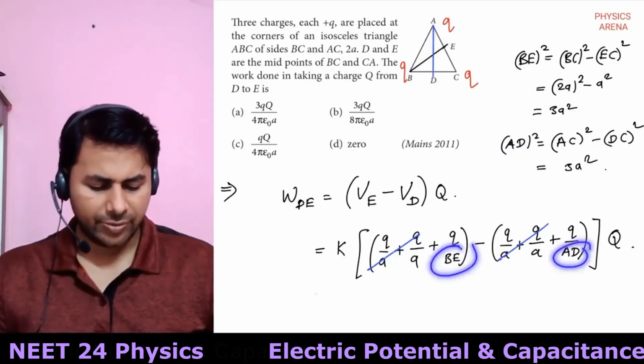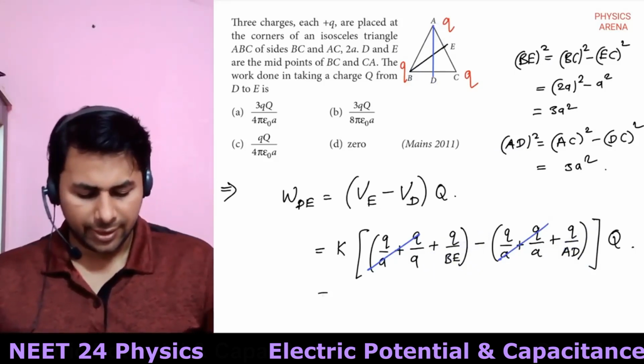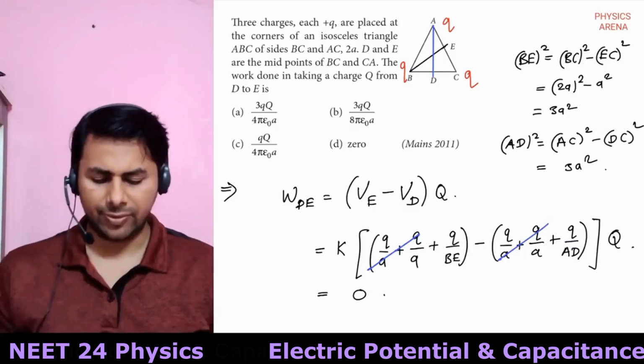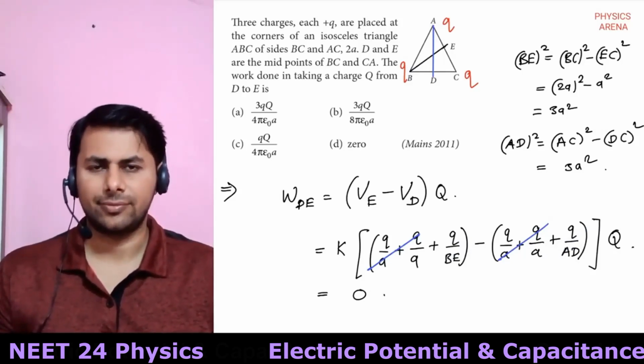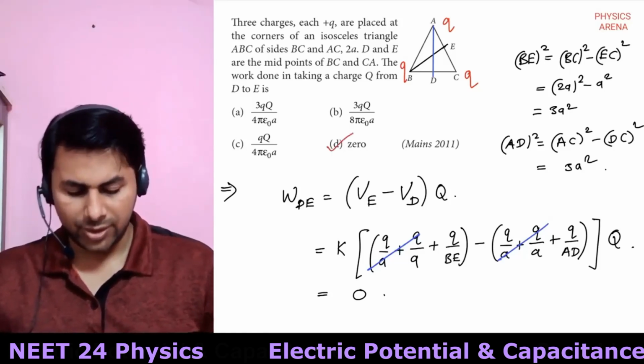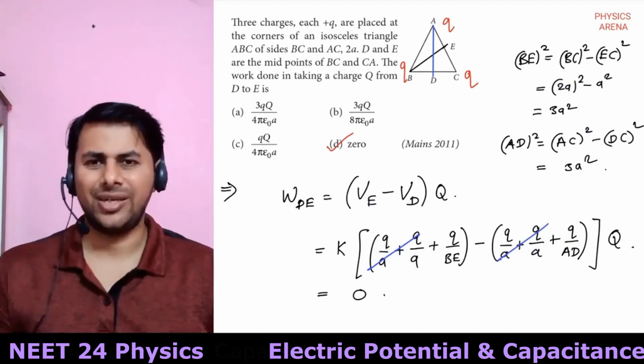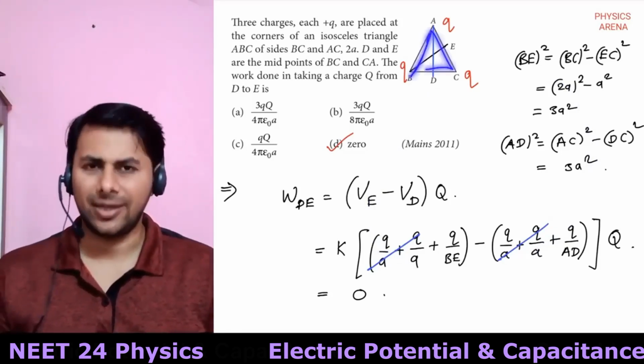So if AD is equal to BE, that means this term is also 0, right? So work done is equal to 0. This is the answer. And this thing I have explained in very detail. Actually, it shouldn't take much time. This is an isosceles triangle.